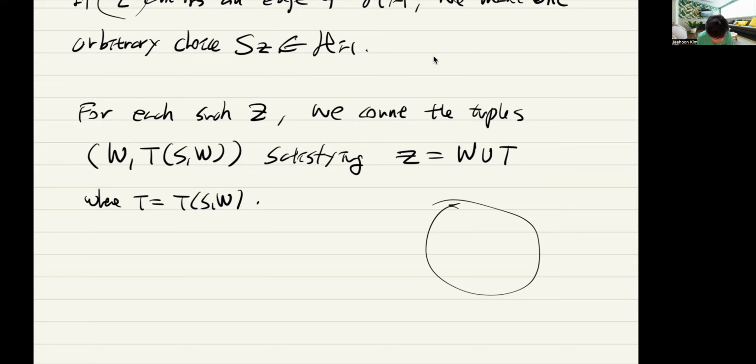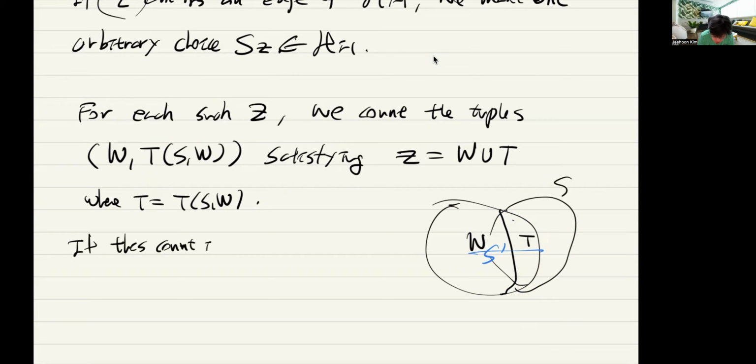So, how we define this minimum fragment means that you have this W and T. T is defined as a minimum fragment of some S, which means that there are some F here, and then F prime, which actually lies within W prime, W union T. That means if this count is non-zero. If this count is 0, then we don't have to count anything.